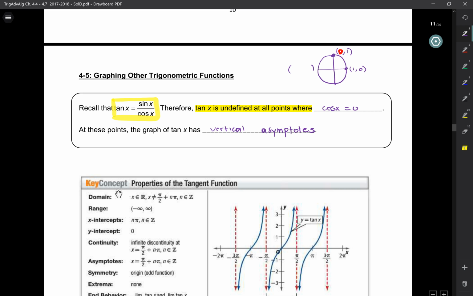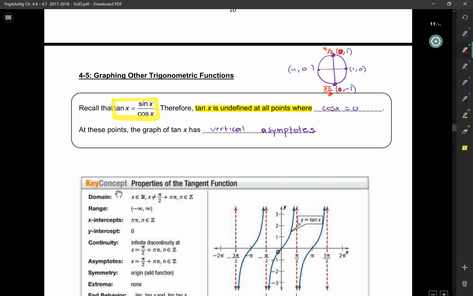At the point at 180 degrees, it's (-1, 0). What's the cosine? Negative 1. Here at 3 pi over 2, it's (0, -1). What's the cosine? 0. So there are 2 points over the course of 2 pi where the cosine is 0. It's at pi over 2 and at 3 pi over 2.